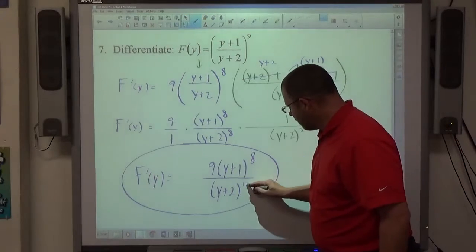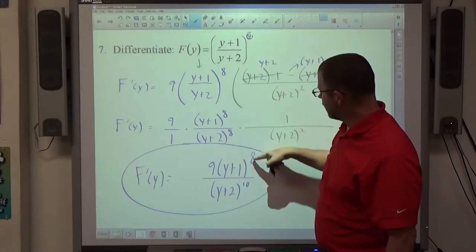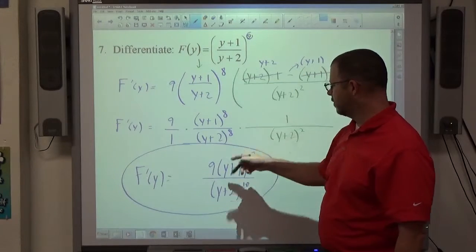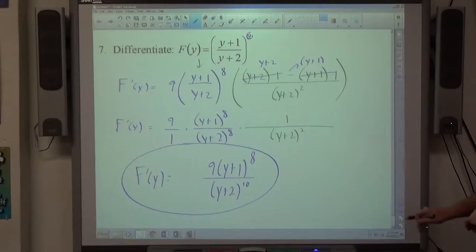What you're looking for in a good final answer, if you want to verify that you did things correctly: whatever this power is, it should be 1 less on top and 1 more on the bottom, and then there's some number being multiplied by it. That is what typically happens on those.